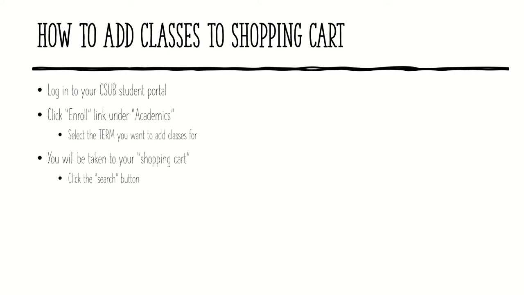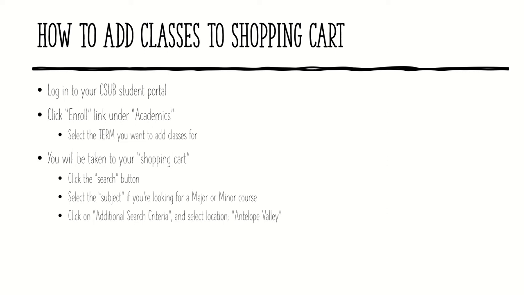We will begin by clicking the search button and selecting the subject if you're looking for a major or a minor course. Please check out the video on how to search for classes if you want to see how to check your general education courses. More importantly, you'll click on Additional Search Criteria and select the location as Antelope Valley to make sure your classes are specifically for the AV satellite.